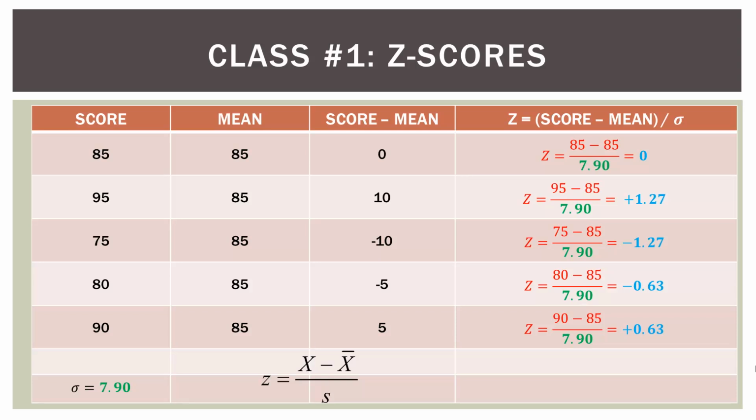Okay, this is very simple. So if you go down to the next row, 80 minus 85 is negative 5. Negative 5 divided by 7.9 is negative 0.63. And then there in the blue, those are actual z-scores. Okay, so we would say our second data point has a z-score of 1.27. Our fourth data point has a z-score of negative 0.63. And that's it. It's just that simple.